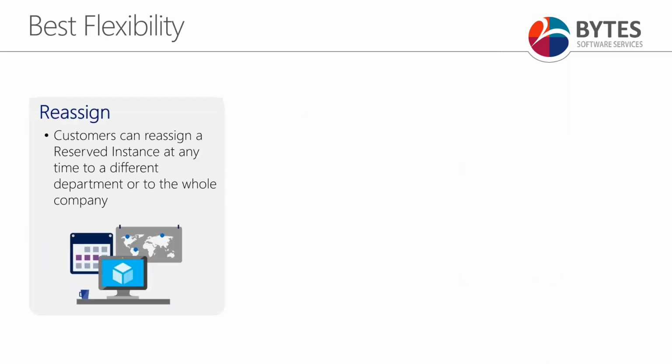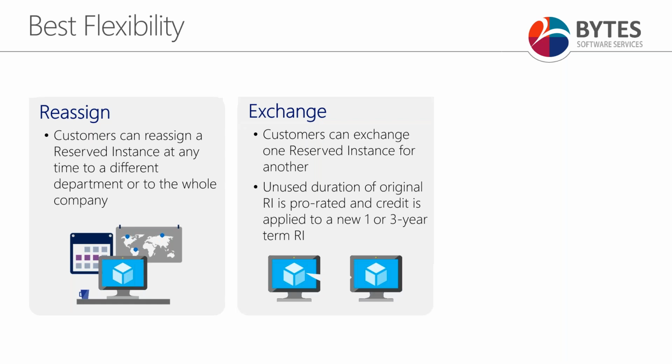With reserved instance benefit, you are able to reassign reserved instances at any time to a different department or the whole company. So if you purchase a reserved instance for your 1 or 3 year commitment option, you can reassign these at any time. If you decided that you didn't need to use them at one stage in one department, you can move it to another department. You can also exchange reserved instances. Any time remaining will serve as a credit applied to the new reserved instance purchase. There are a couple of rules. The new reserved instance purchase must be of equal or greater value than the prorated amount, and it will be for the full 1 or 3 year term.